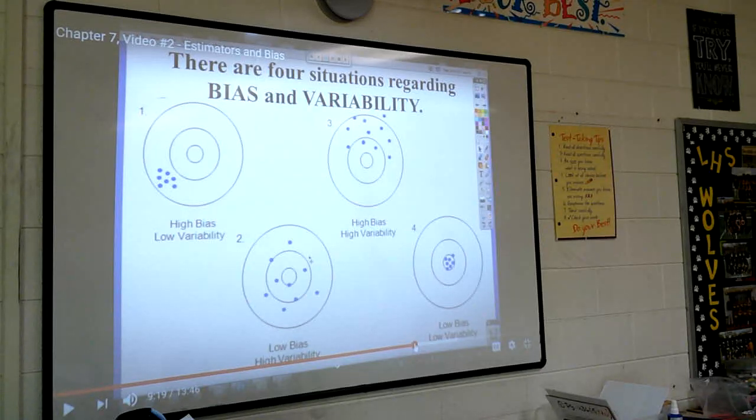You could have low bias and high variability. That's not extremely bad because if you look at those dots in number 2 right there, the low bias and high variability, at least they're still around the center. They're just more spread out. But in number 4, that's exactly what we want. We want low bias and low variability. We want our samples to not be very spread out and them to be centered right there in the middle of our target.